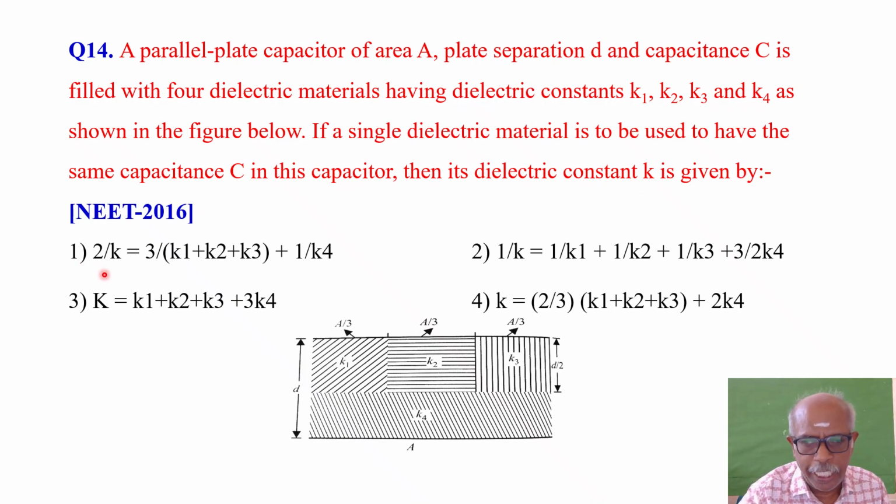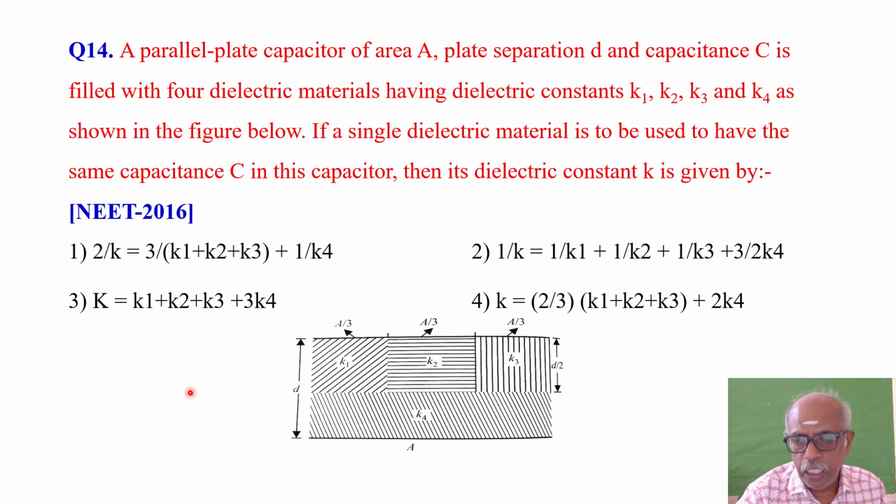Option 1: 2 by K is equal to 3 divided by K1 plus K2 plus K3 plus 1 by K4. Option 2: 1 by K is equal to 1 by K1 plus 1 by K2 plus 1 by K3 plus 3 by 2K4. Option 3: K is equal to K1 plus K2 plus K3 plus 3K4. And option 4: K is equal to 2 by 3 into K1 plus K2 plus K3 plus 2K. So these are all the 4 options.